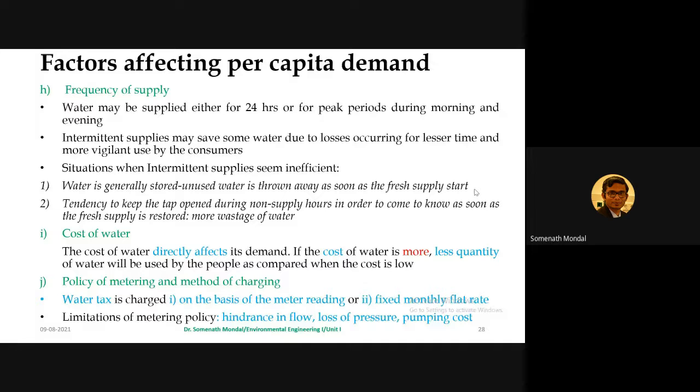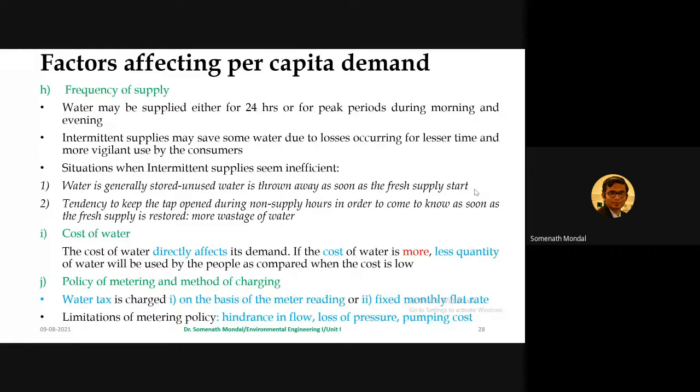Fine. So next is the cost of water. The cost of water has an effect on the per capita demand, though this is not very realistic considering the economic condition or status of most of the people in our country. However, let us discuss how the cost of water is related to the overall per capita demand.